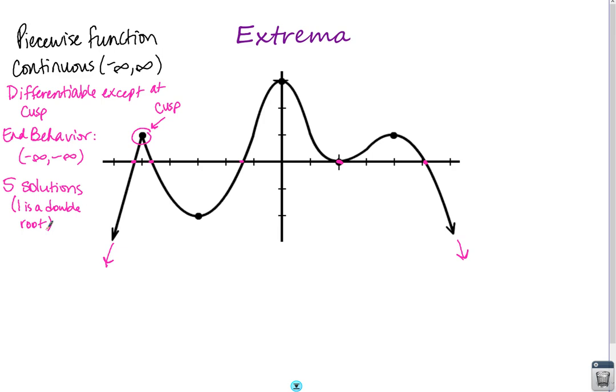Oh, so one thing I guess we could say, because it's differentiable everywhere except at the cusp, we could say if I were to identify this function as f of x, I could say that f prime of x does not exist at x equals, what's my -5? Okay, we could get a little bit more specific with that. Trying to think if there's anything else.